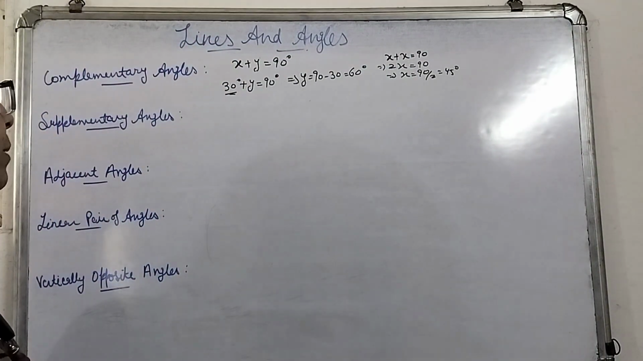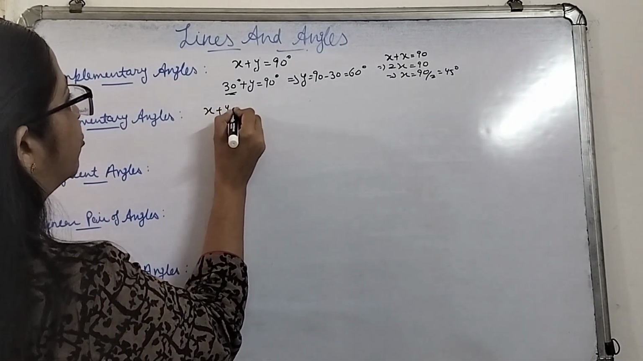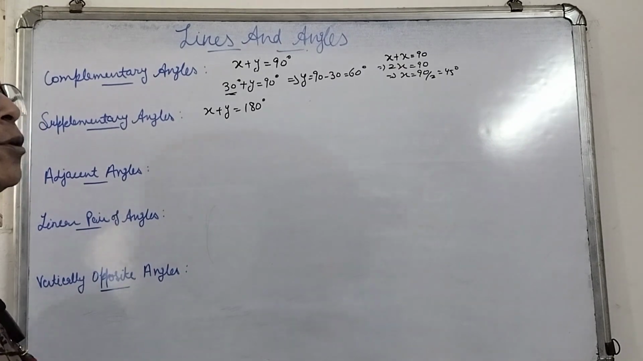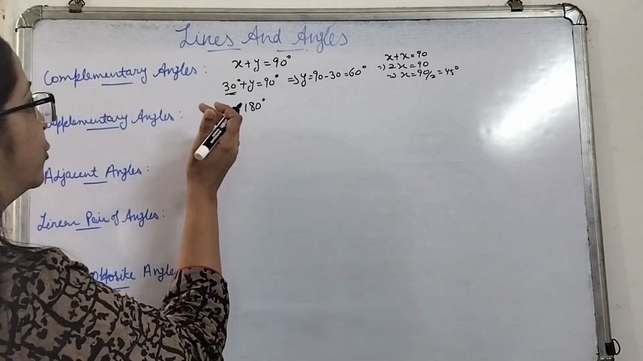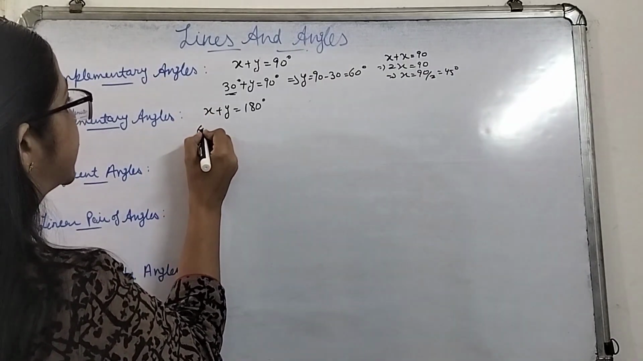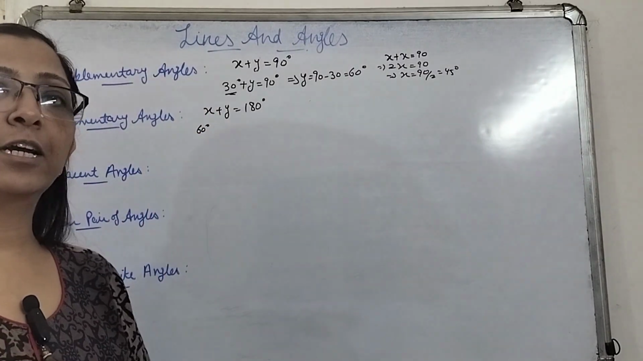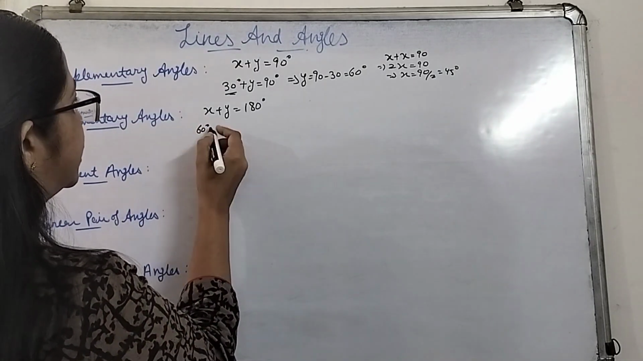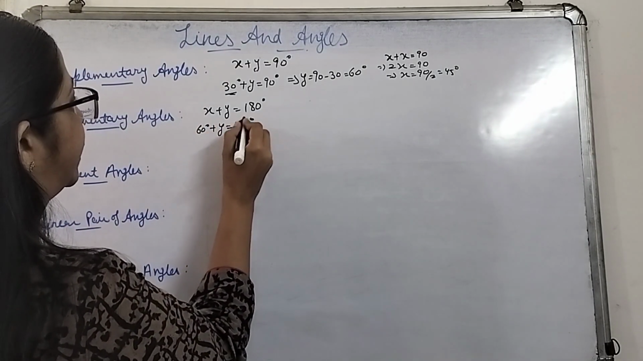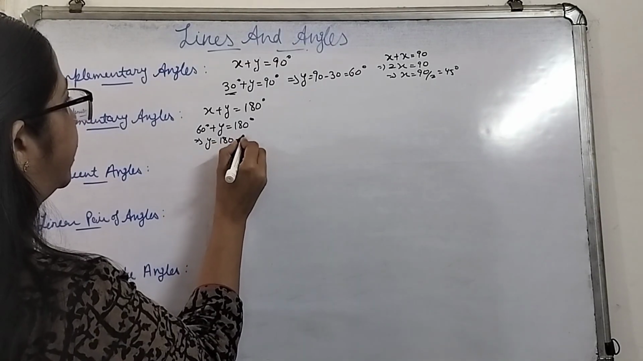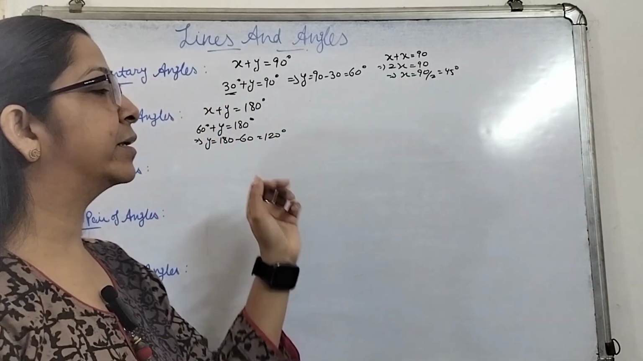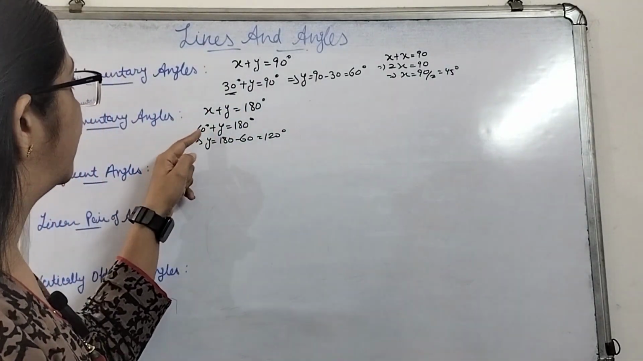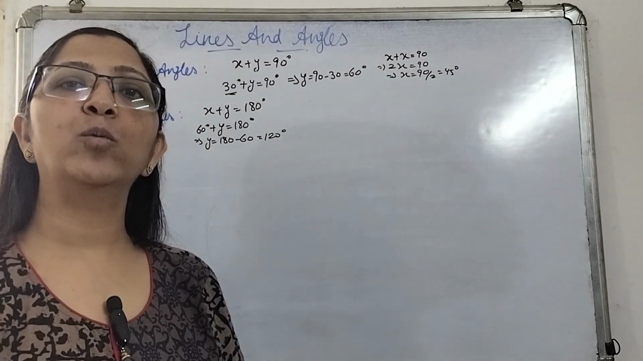Now coming to the supplementary angle. If there are two angles, the sum of which is equivalent to 180 degrees, then such types of angles are known as supplementary angles. Suppose I take an example where the value of x1 of the angle is 60 degrees. What will be the supplementary angle for this 60 degrees? We can write it as 60 plus y is equivalent to 180 degrees, or y will be 180 minus 60, that is 120 degrees. That means for the 60 degree angle, the supplementary angle will be 120 degrees, because the sum of 60 and 120 is equivalent to 180 degrees.